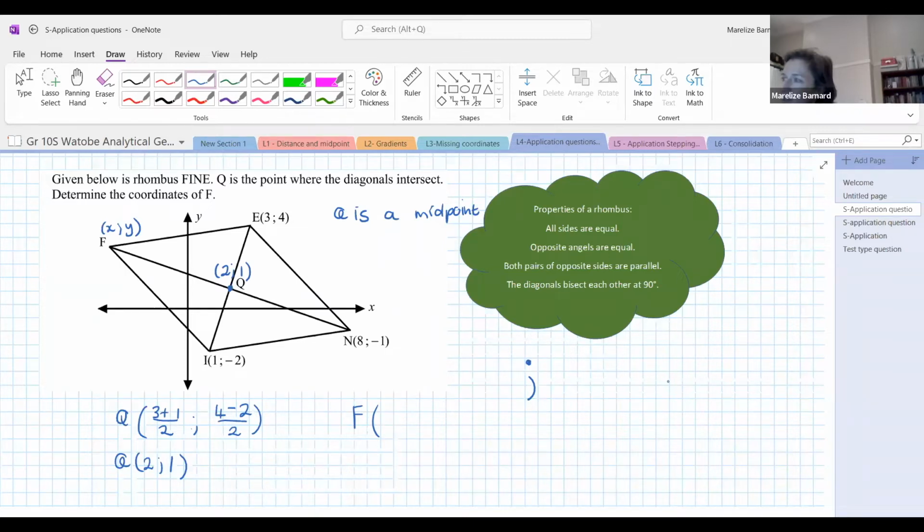This one's yours, Tiamu. No stress. We've got till 1817 to find the coordinates of F, now that we have the coordinates of Q.